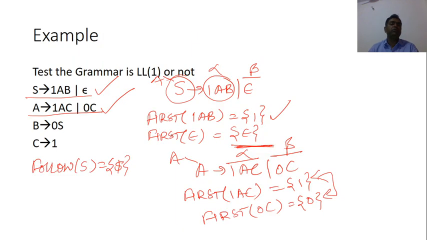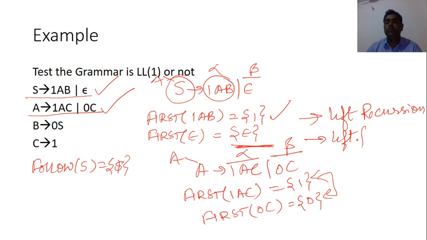Now if you get a question like this, construct the LL1 parsing table for a grammar, what do you have to do? First, you have to remove the left recursion from the given grammar. Then check whether left factoring is present in the grammar or not, and remove the left factoring. If the grammar contains left recursion or left factoring, the grammar cannot be LL1.